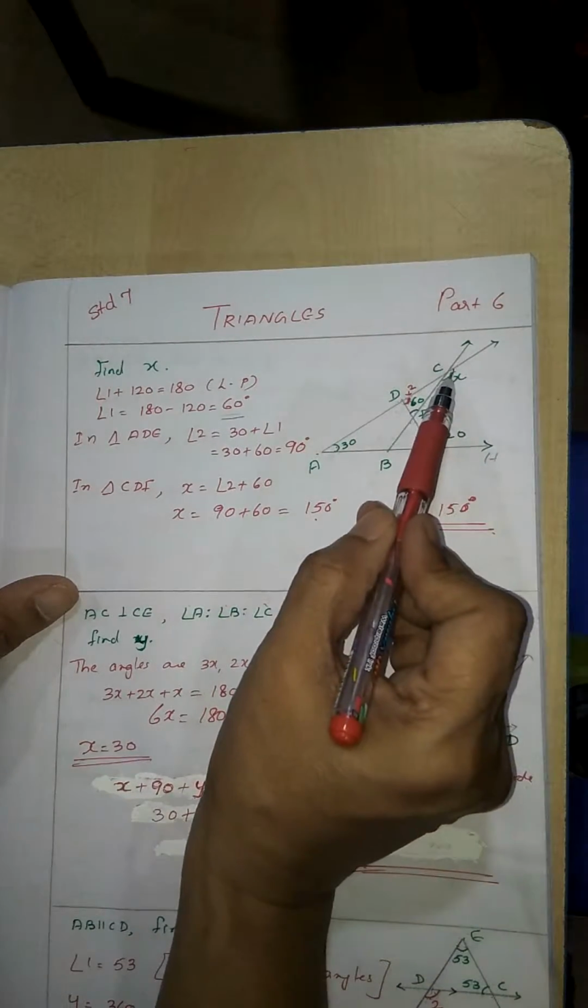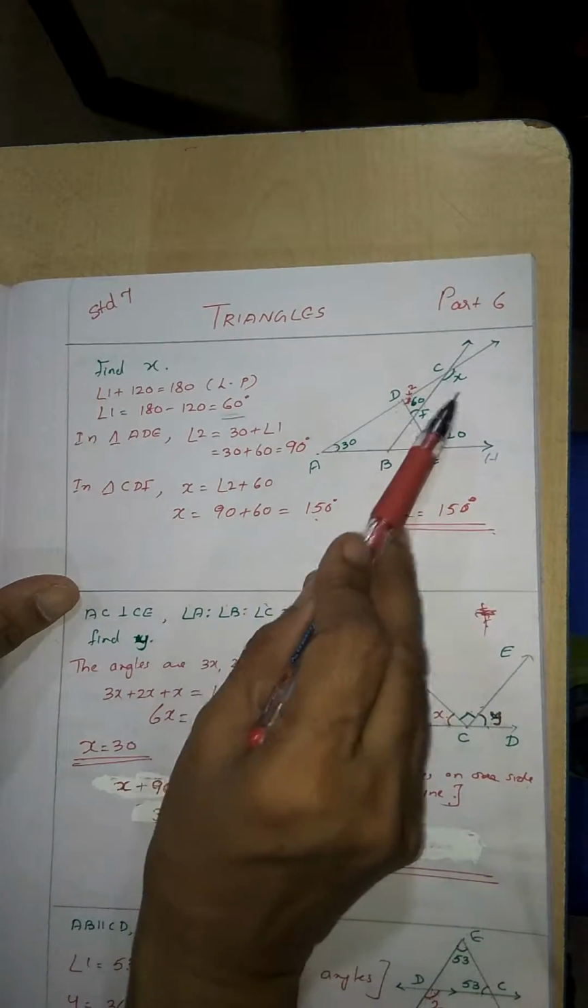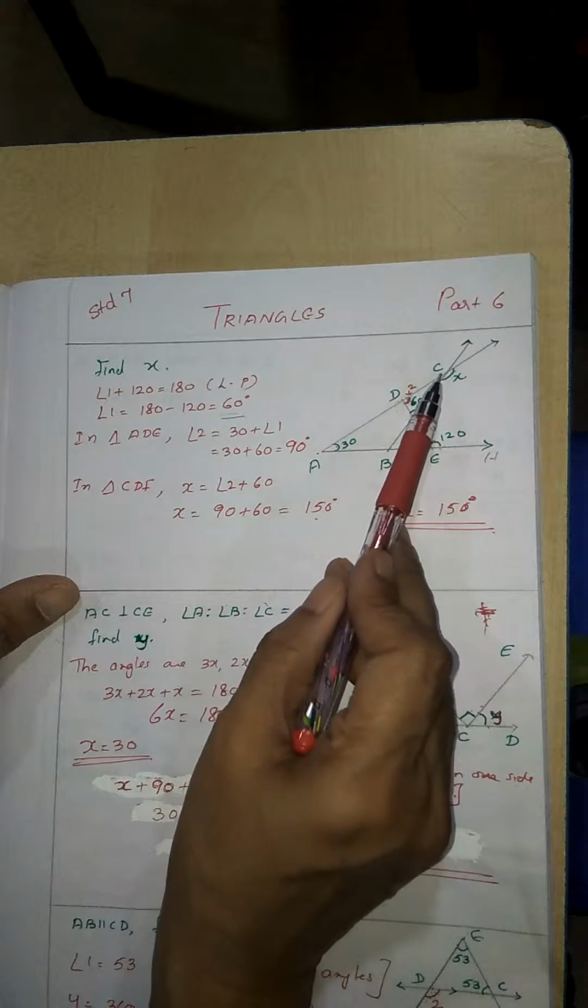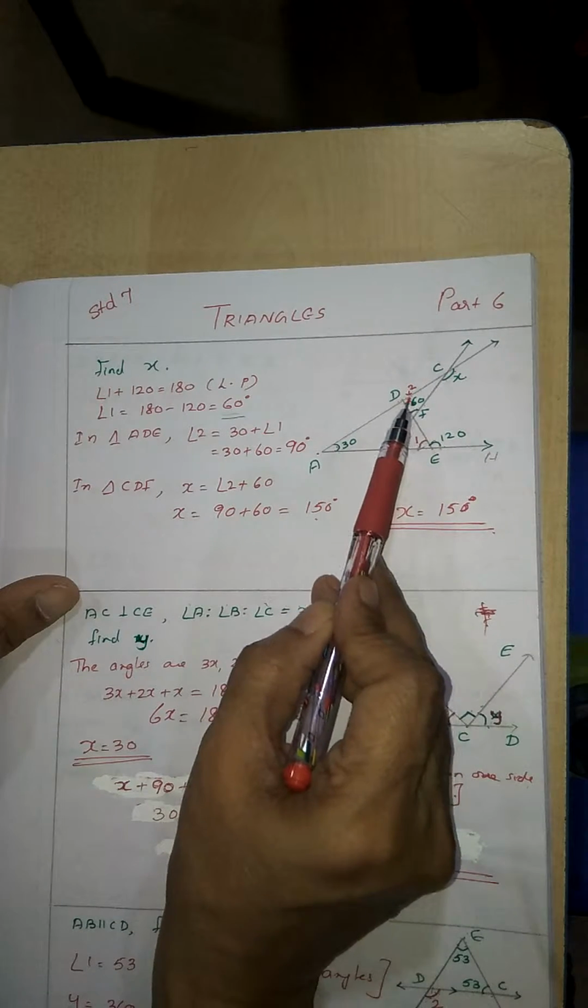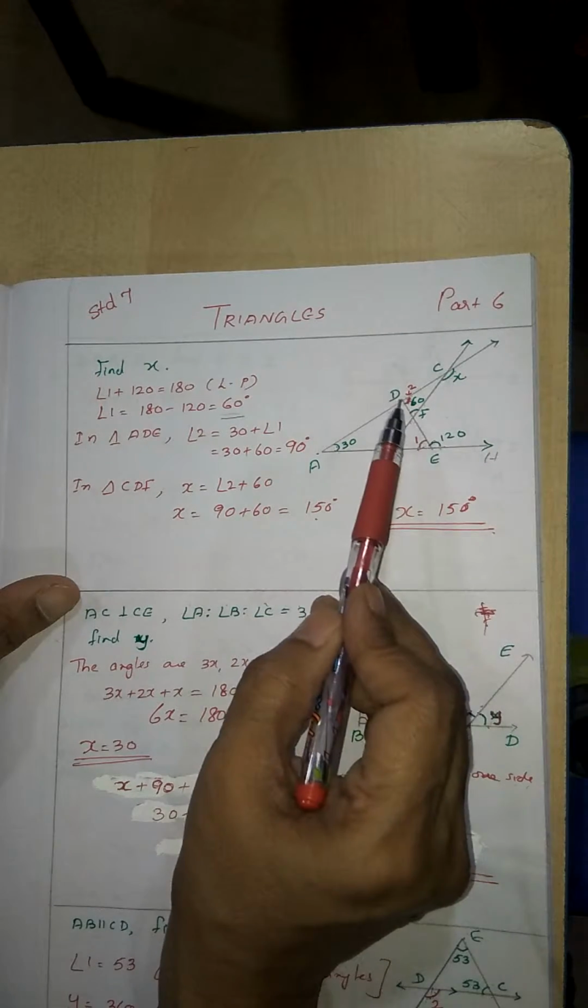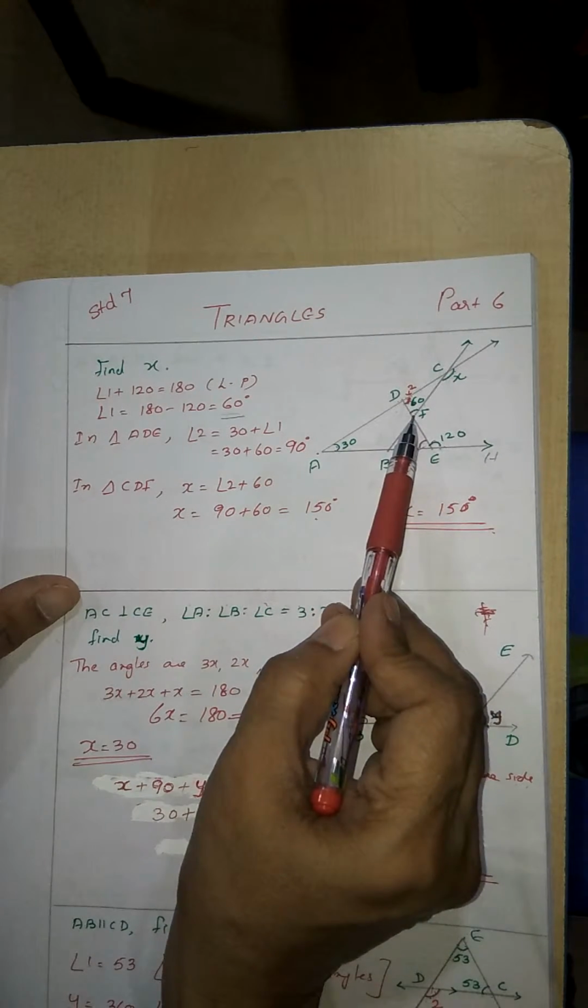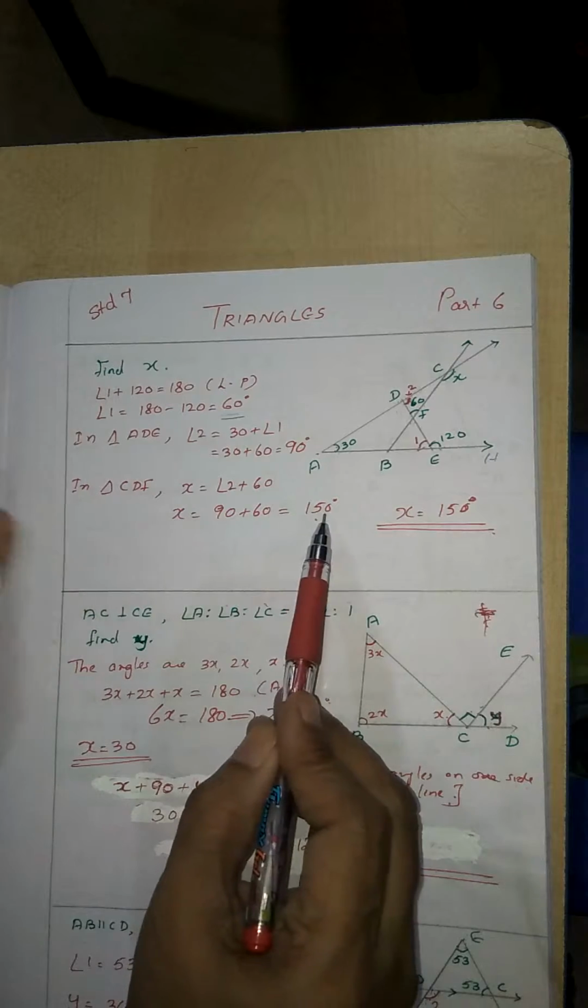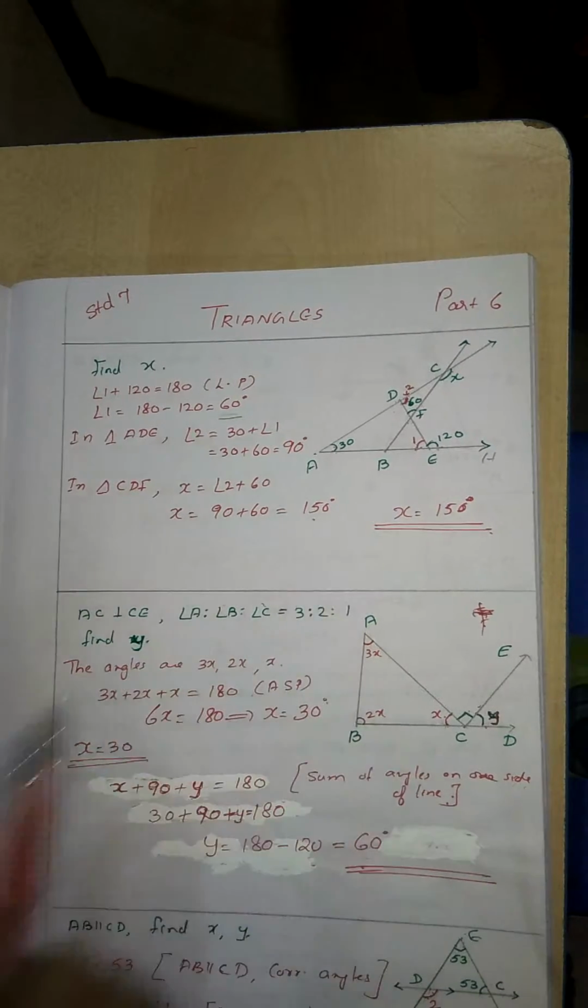Now we have to find the value of x. Again x will form an exterior angle, so consider triangle CDF. The sum of these two will be equal to x. So x is equal to angle 2 plus 60. So 90 plus 60 is equal to 150.